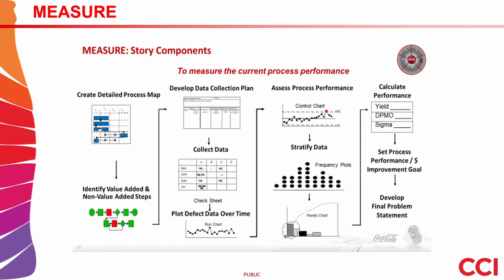And the next step is that the process performance target needs to be set to achieve the improvement goal. And the last step is the development of the final problem statement. So all of these steps are done to define a focused final problem statement, which needs complete data measurement and data analysis. In this way, this is the summary of how the MEASURE step of a DMAIC project is done.